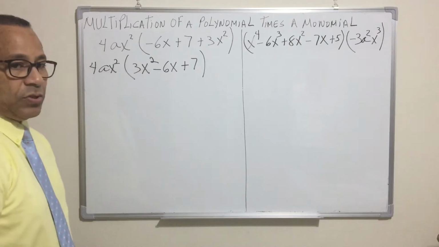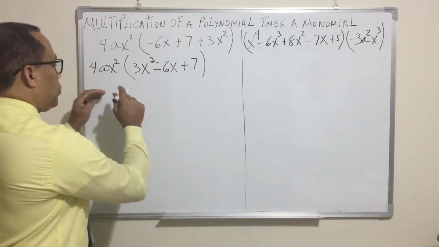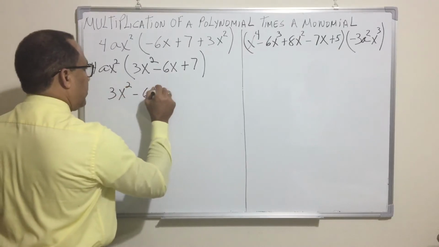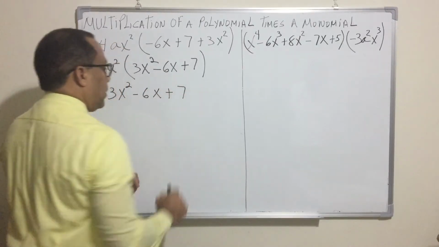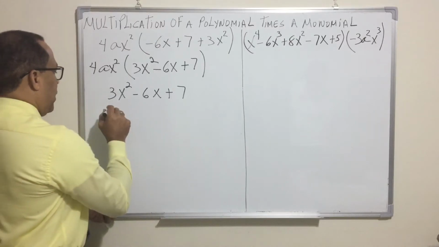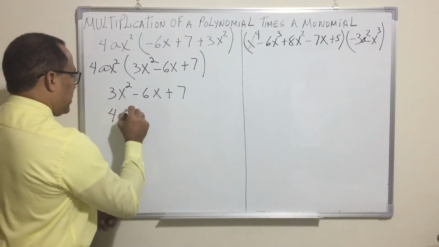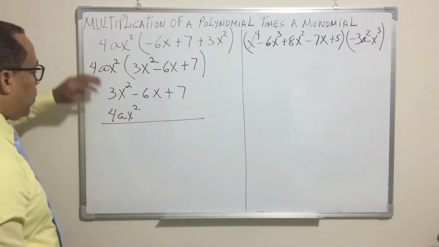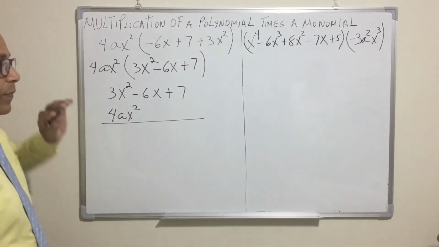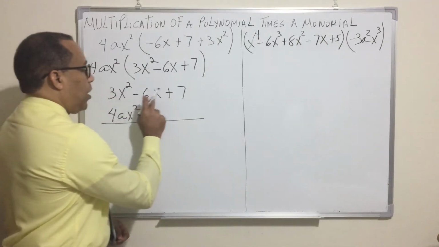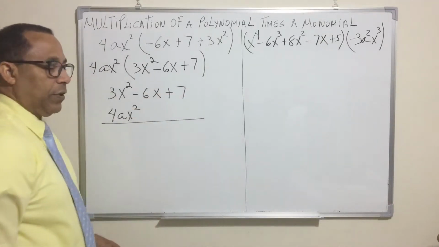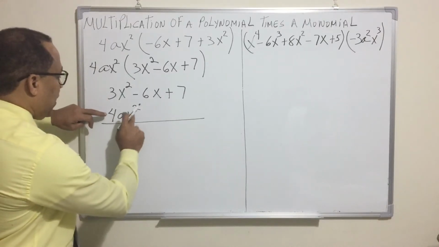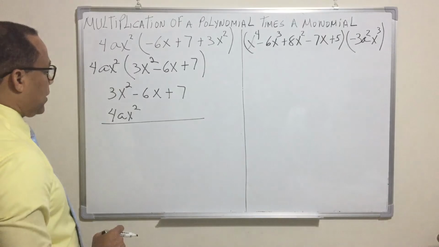Here is the multiplication. So what I'm doing now is I'm going to place the trinomial on top, and also I'll bring down the 4ax to the second. I'm showing the multiplication because now I'm going to multiply this monomial times each one of the terms in the polynomial. So I'll start by multiplying 4ax to the second times 3x to the second.